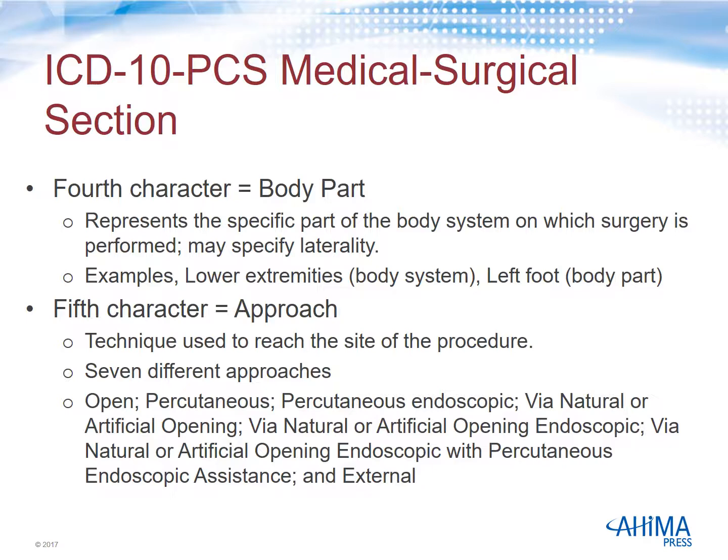Your fourth character, body part, represents the specific body part of the system on which the surgery is performed. This may specify laterality. Some examples include lower extremities, body system, or left foot for body part. Fifth character, the approach. Technique used to reach the site of the procedure. 7 different approaches: open, percutaneous, percutaneous endoscopic, via natural or artificial opening, via natural or artificial opening endoscopic, via natural or artificial opening endoscopic with percutaneous endoscopic assistance, and external.